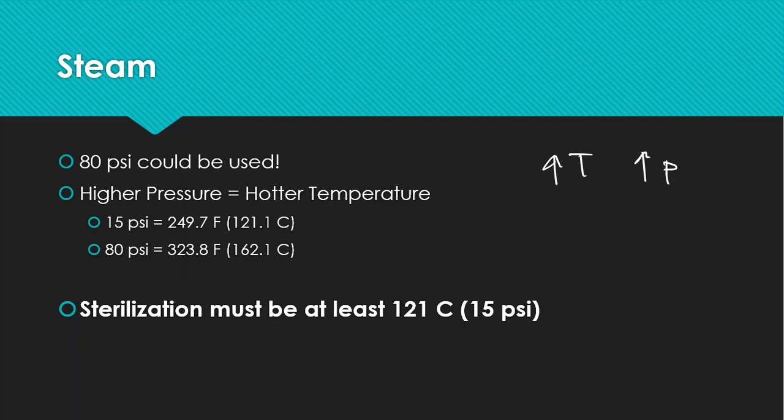So 15 psi, which is 250, give or take, degrees Fahrenheit. But we don't really talk about Fahrenheit. We like to talk about Celsius. Celsius is just the scientific term that's used for temperature globally, worldwide. The United States and a couple of other countries are still using Fahrenheit, but Celsius is where it's at. So that is 121 degrees Celsius.